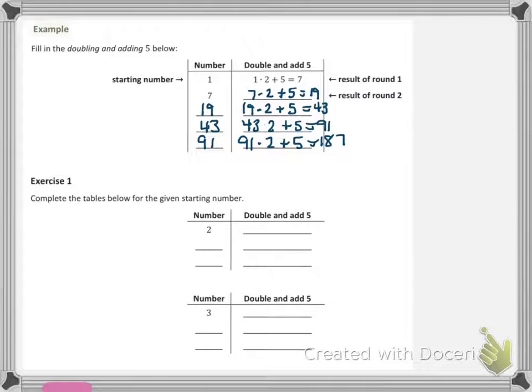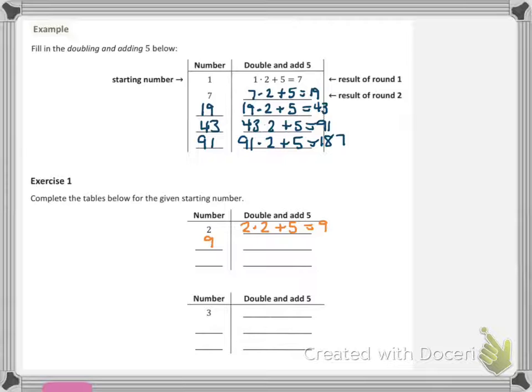All right, so we started with the original number, doubled it, added 5, got a result. That result began our second round, and so on. That's going to continue to repeat. All right, exercise 1, we're going to do the same thing, only this time we're going to start with the number 2 instead of the number 1. So let's see, 2 times 2 plus 5 is 9.